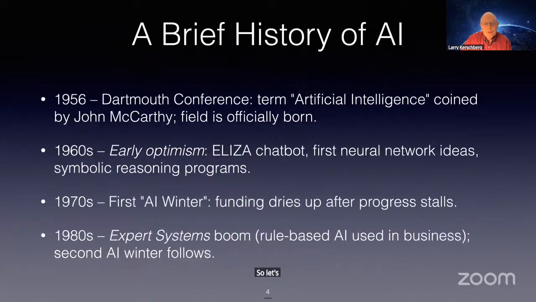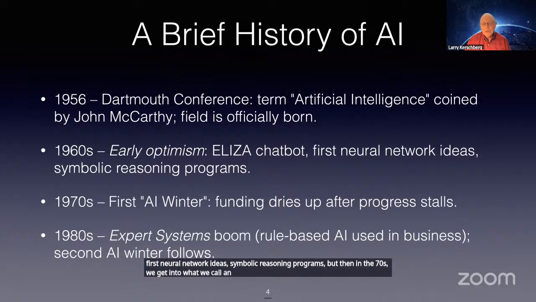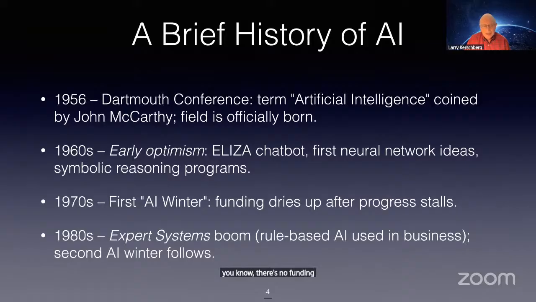So let's get a brief history of AI. In 1956, there was a Dartmouth conference, and they coined the term artificial intelligence. John McCarthy from Stanford was the one who coined the term. And in the 1960s, there was early optimism, the ELIZA chatbots, first neural network ideas, symbolic reasoning programs. But then in the 70s, we get into what we call an AI winter, where there's no funding for AI.